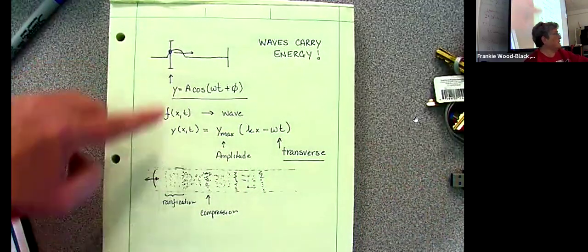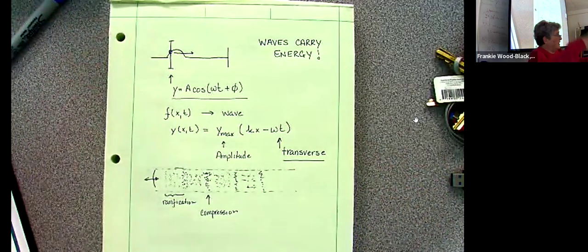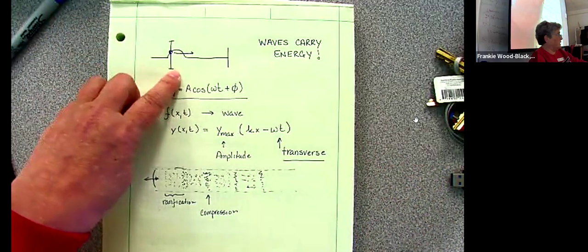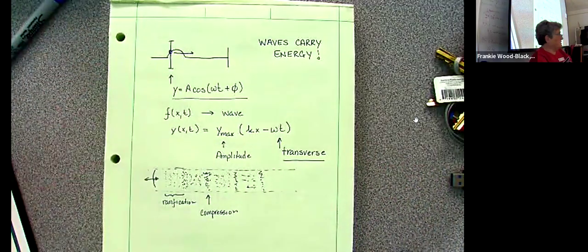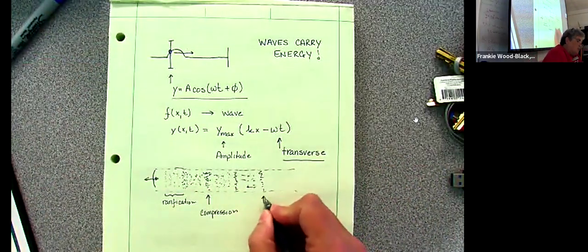A slinky can show both of these. I can take my slinky out, I can stretch it, and I can send a pulse down. That is a transverse wave. I can compress and extend my slinky, and you can watch this pulse go through a slinky, and this is called a longitudinal wave.